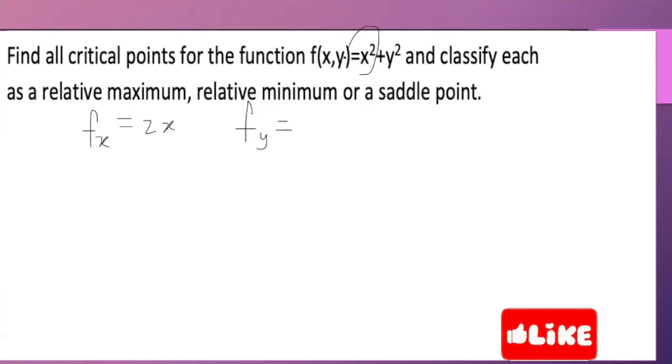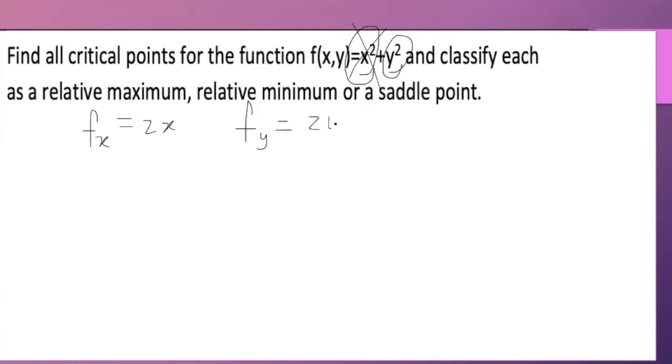Because this doesn't have a function of y, it will become 0. But this part, when I differentiate it, will become 2y. Now, to find the critical points, I equate 2x to be equal to 0 and solve. So I divide both sides by 2, so x is equal to 0. Same thing with 2y: I have 2y is equal to 0, and solving, I divide both sides by 2. This cancels, so y is equal to 0. So the critical point is x is 0 and y is 0.